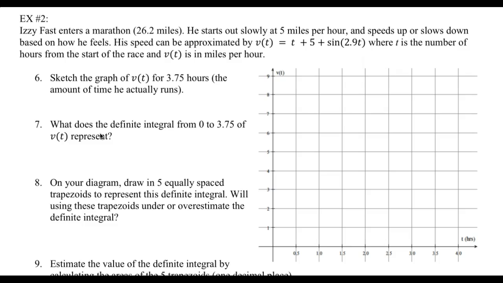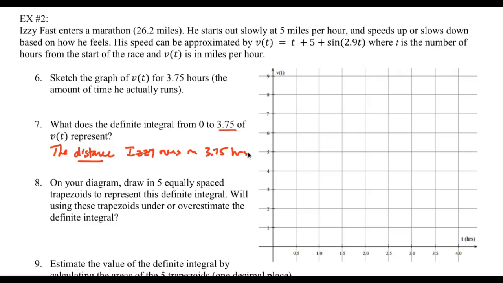Well, the definite integral, if you remember correctly, is the area under the curve, right? So whenever you see definite integral, you're thinking area. And so the definite integral is going to represent the distance that Izzy runs in 3.75 hours. So the distance that he runs in 3.75 hours.